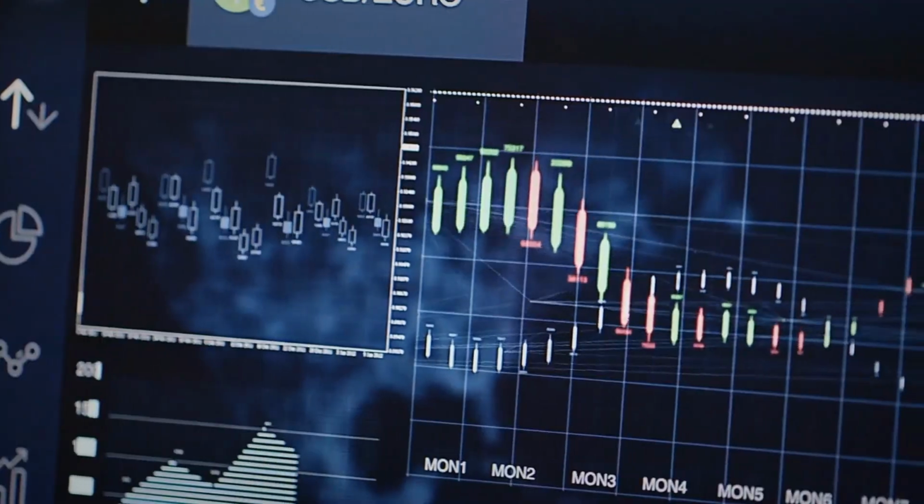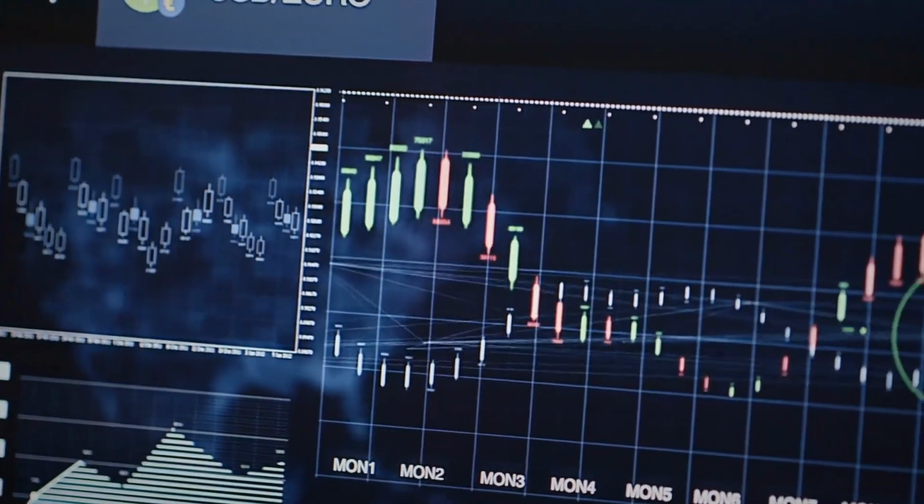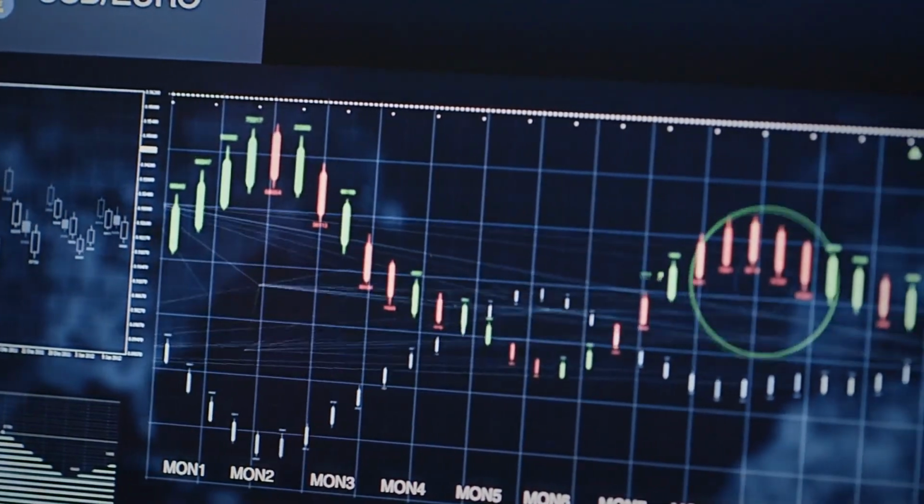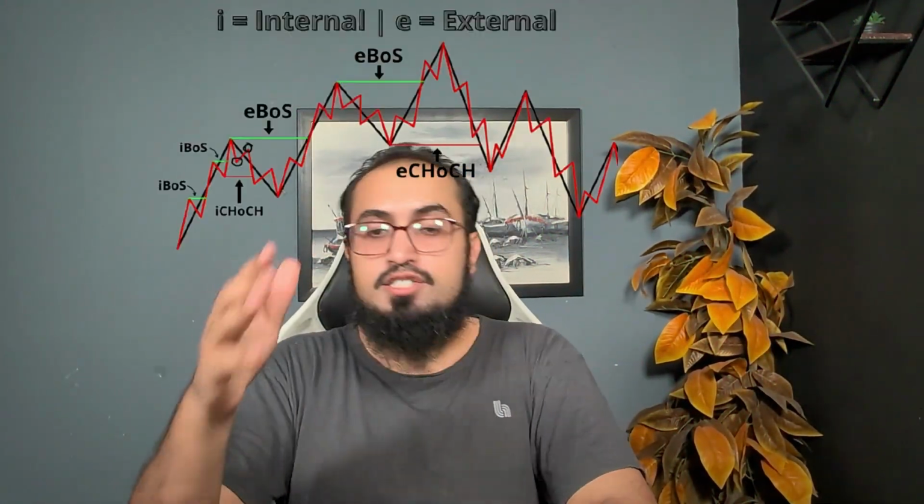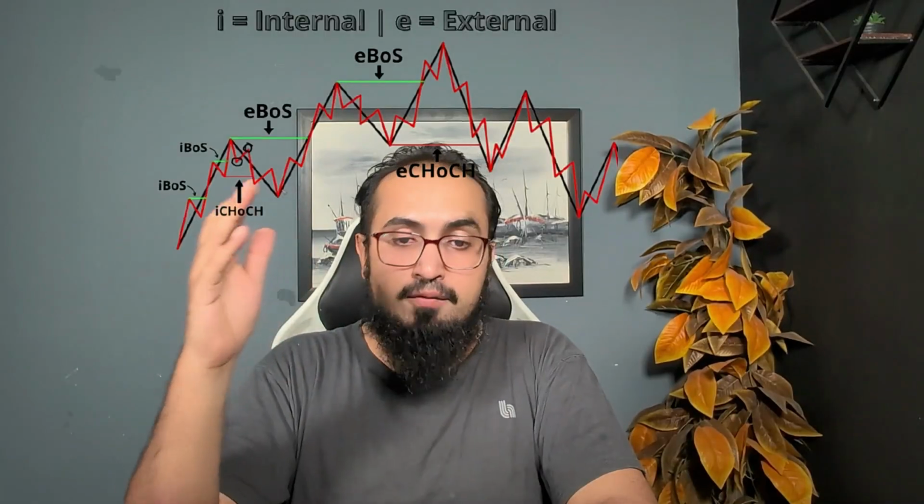Your homework this week is simple but powerful. Go to your charts and practice identifying the current structure. Is it trending up, down, or ranging? Can you spot the swing highs and lows? Are you seeing BOS or SMS? Start with the daily time frame and work your way down.